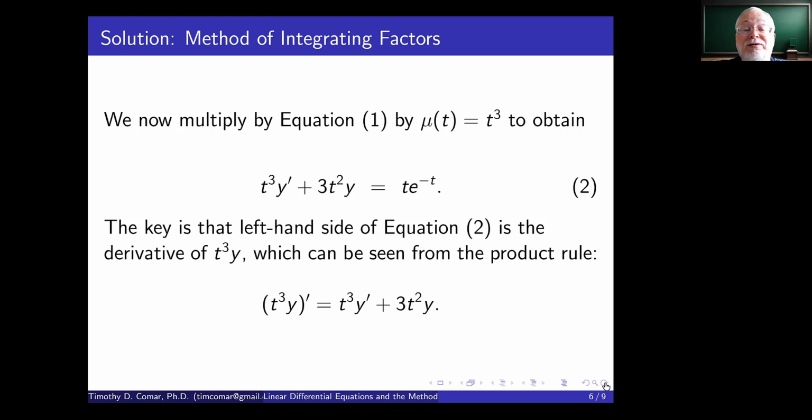As it's a factor, we're going to multiply our equation 1 through by t cubed, and we end up with t cubed times y prime plus 3t squared y equals t times e to the negative t. The key here is that the left-hand side of this equation, equation 2, is simply the derivative of t cubed times y. And we can see this from the product rule very nicely.